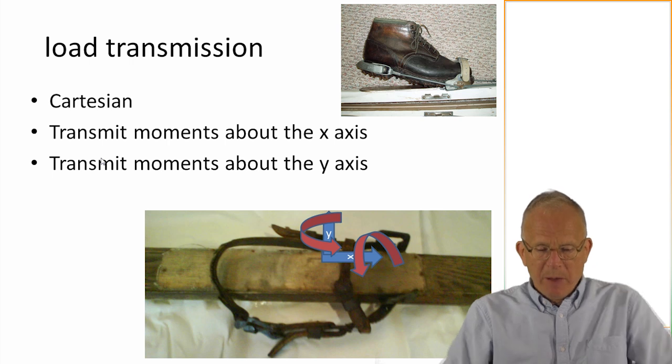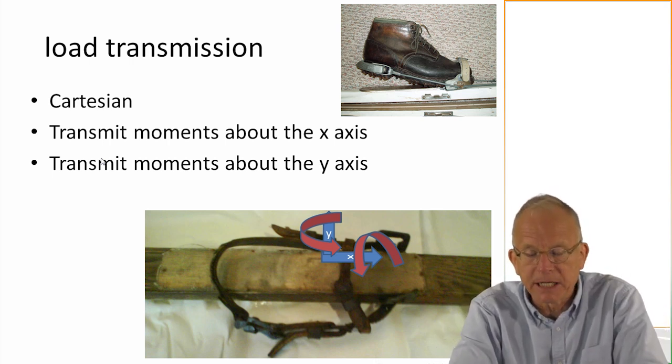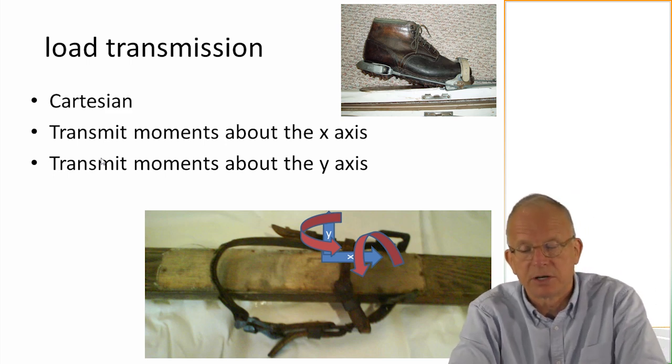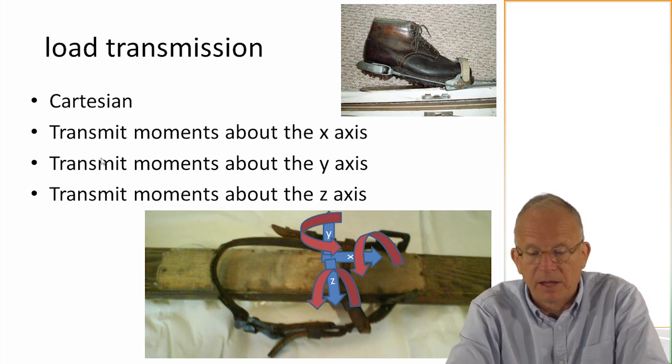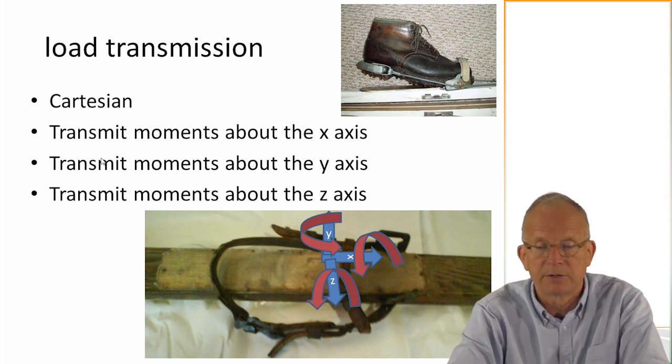And then transmit about the y-axis. This would be a vertical axis perpendicular to the surface of the ski. And this might be for steering the skis and changing direction. And then the z-axis, around the z-axis, this might be for pressuring the tip or the tail of the ski for doing certain kinds of maneuvers.